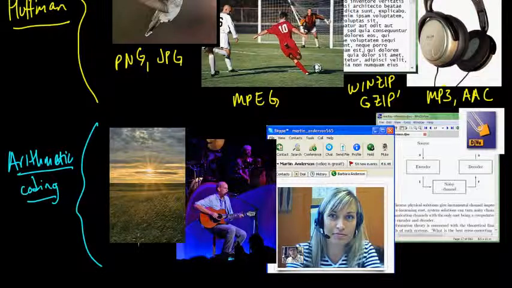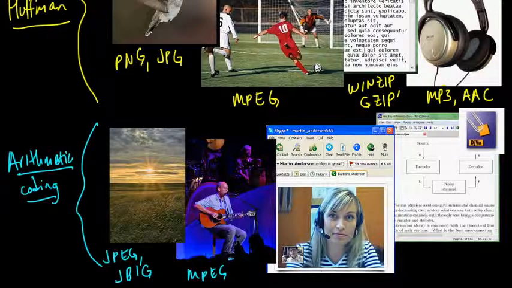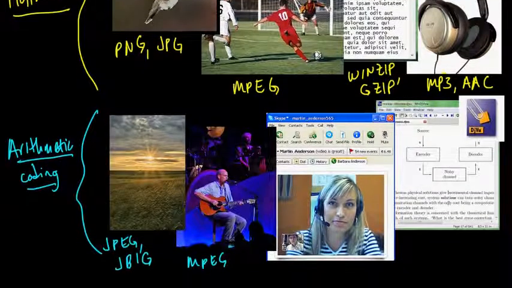Some applications of arithmetic coding: it's also used for image compression. It can be used for JPEG and also the JBIG format. Usually people currently use Huffman for JPEGs because of the patent restrictions, but probably arithmetic coding will start being used more in the future. And the same goes for MPEGs. If you watch MPEGs, they can use arithmetic coding.